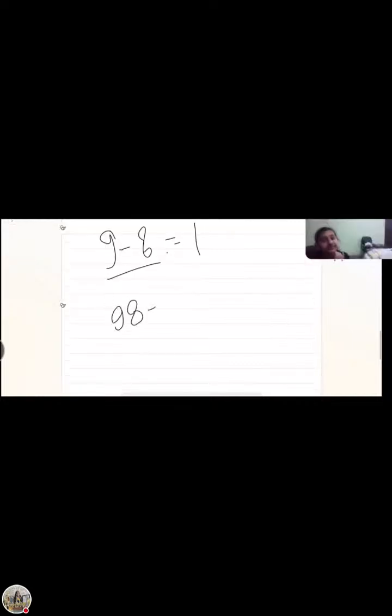98 divided by 2. If we are left with the remainder, we add the decimal point, right? Say it again. If we have a remainder, we add a decimal point. Yes, but not every time.